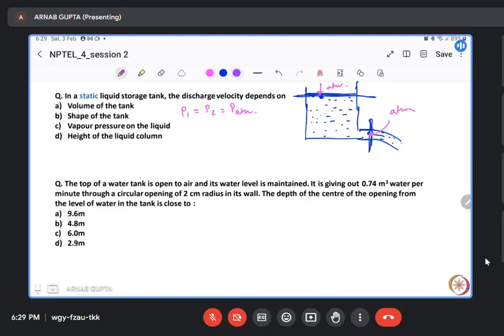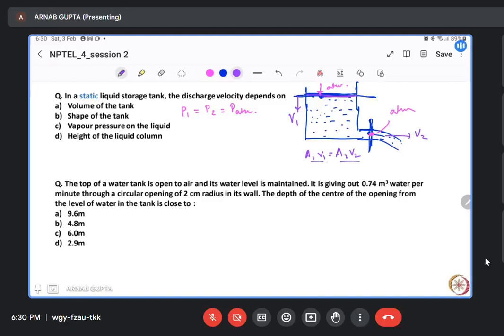Next, if the water is draining out here at velocity, say V2, then at this section the water level is coming down at velocity V1. So you can write that A1 V1, the rate at which the level of water is falling, will be the same as the discharge of the liquid through the bottom section. So A1 V1 is equal to A2 V2.